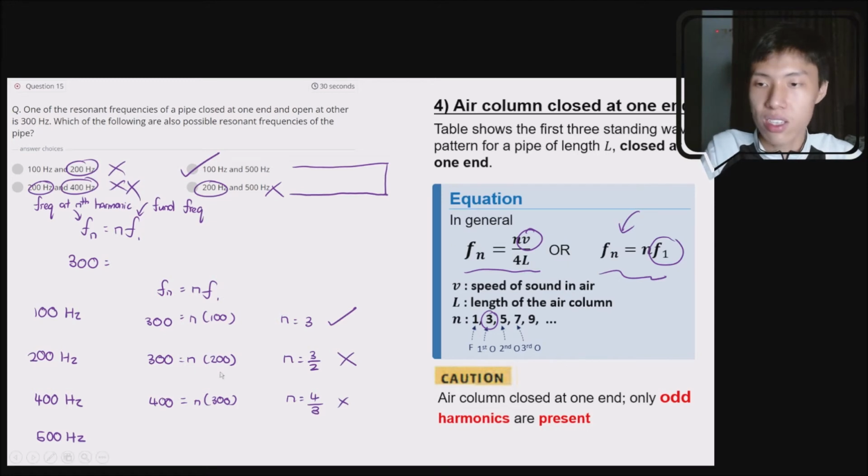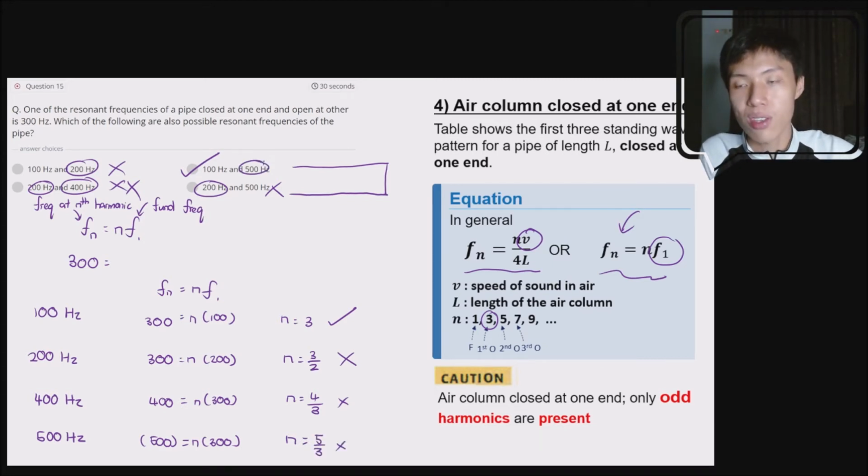Okay, next you look at the next one, 500 and 300. 500 is larger, so it should be on the left hand side. 300 is more suitable for fundamental frequency. So 300 and 500. Okay, so now if you do your calculation here, you might see that it's 5 over 3, so isn't it wrong as well? So is this one wrong as well?